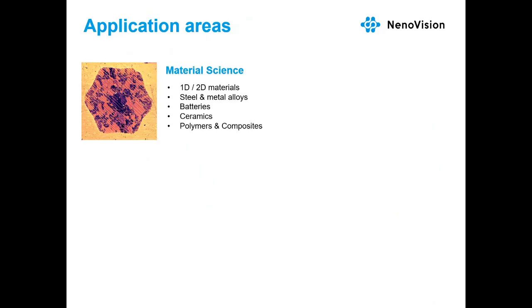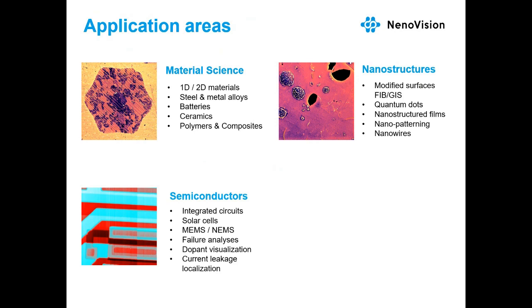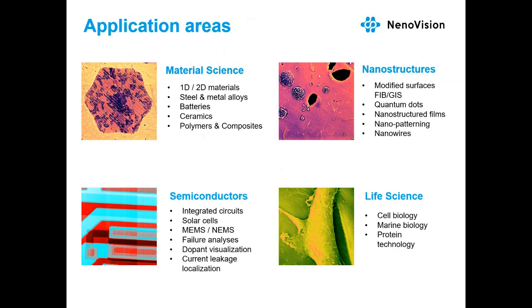These three ideas you can use in a broad range of applications like material science, 2D materials, steels, batteries, ceramics. You know, it's a very broad area. Nanostructures, quantum dots, different patterning, when you are using focused ion beam or gas injection systems. We have a variety of applications for semiconductors, used for integrated circuits or solar cells or MEMS and NEMS, failure analysis, etc. And there are also growing applications for the life sciences, for cell imaging, proteins and technology, etc.